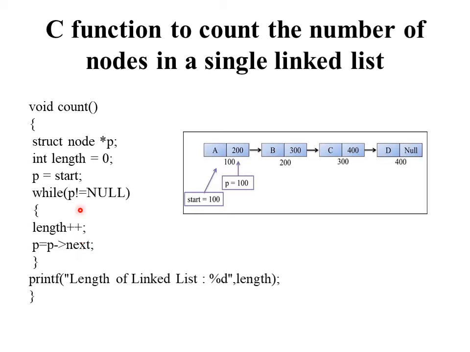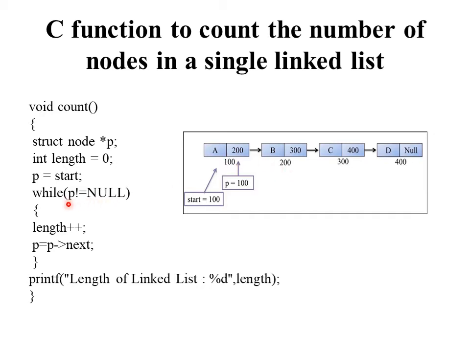So let's check. First P is equal to start, means P is now 100, means P contains the address of the first node. So here we check 100 is not equal to null. This condition is true, that's why length is incremented by 1. The starting value of length is 0, now length is 1. Now P is equal to P points to next, means P moves to the next node. So now P is 200.